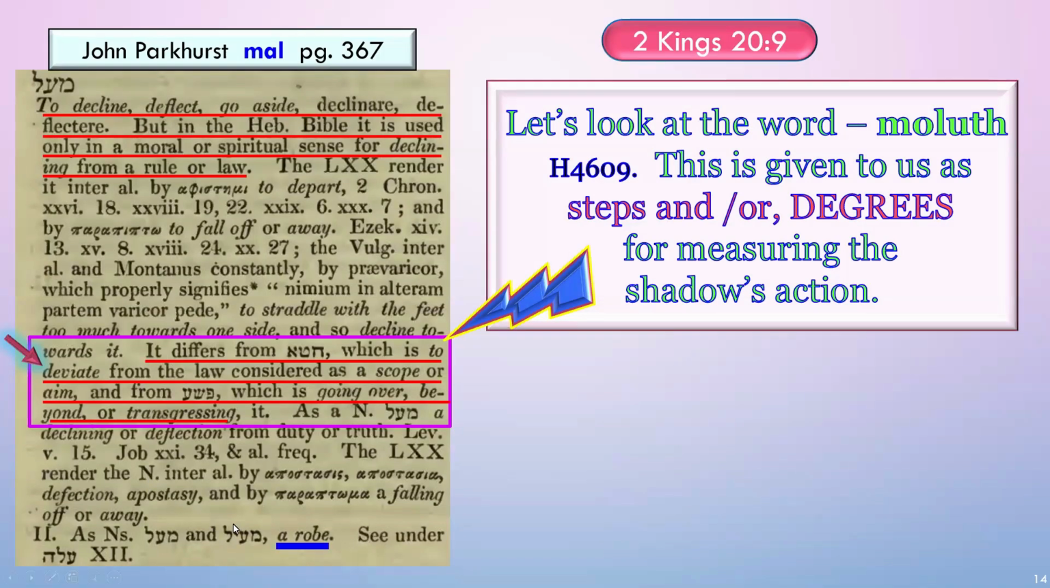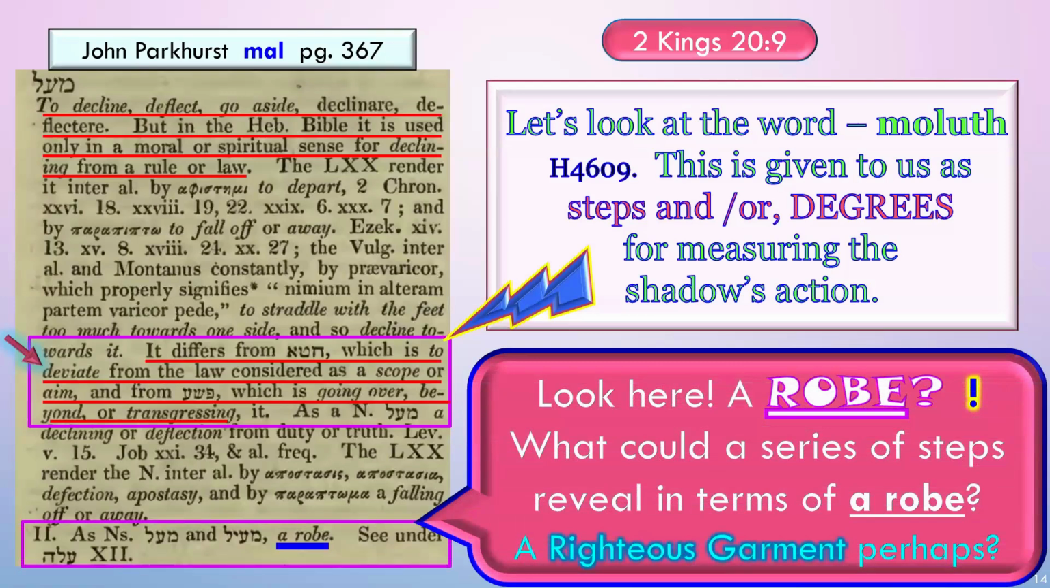And then we come down here. It can also be referencing a robe. What kind of a robe would that be? What is that shadow delineating? What kind of a robe? Would it be a robe of righteousness in the blood ratified calendar of Yahuwah? Just a thought. A robe. What could a series of steps reveal in terms of a robe? Could it reference a righteous garment, perhaps? That righteous garment that was enveloping the earth as it was spoken into fruition in Genesis 1:1?